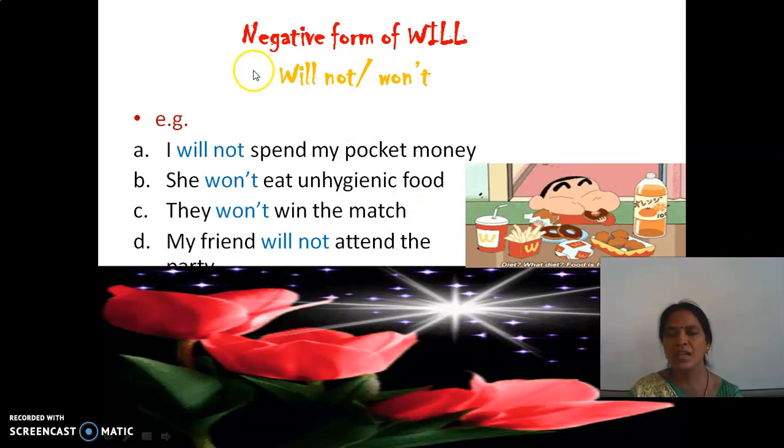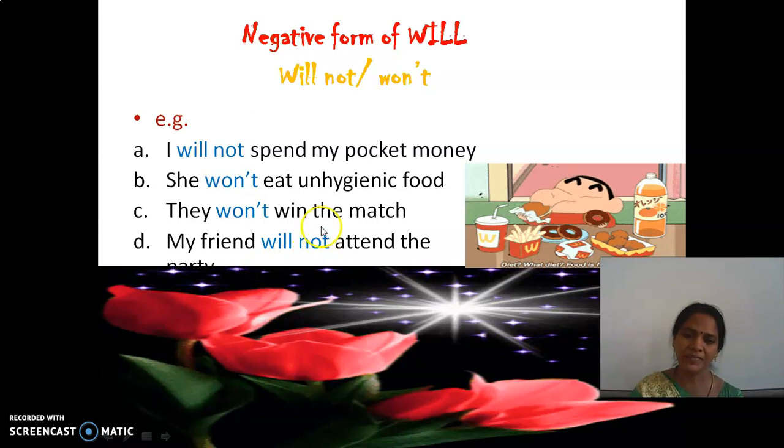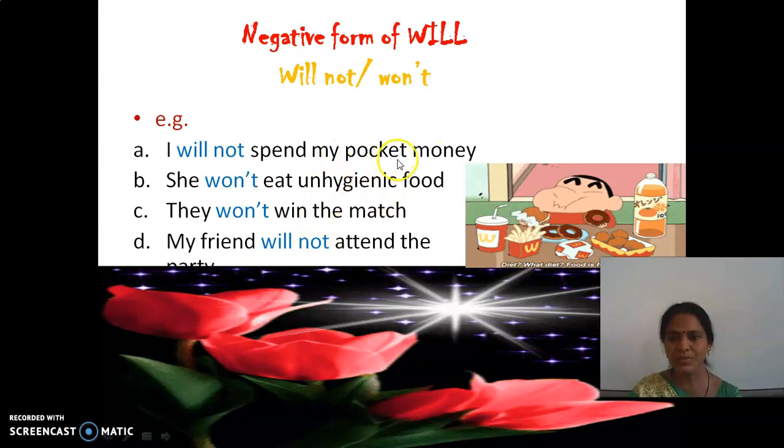Next, the negative form of will: will not, won't. So I will not spend my pocket money. I won't eat unhygienic food. They won't win the match. My friends will not attend the party. Okay, children? So, how to use will not or the short form of not, won't.